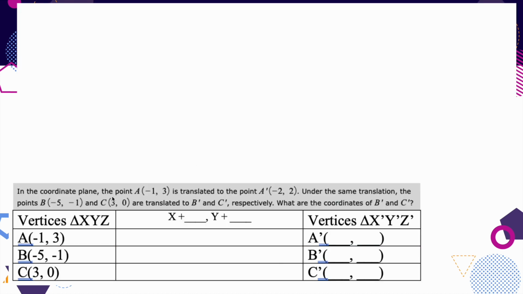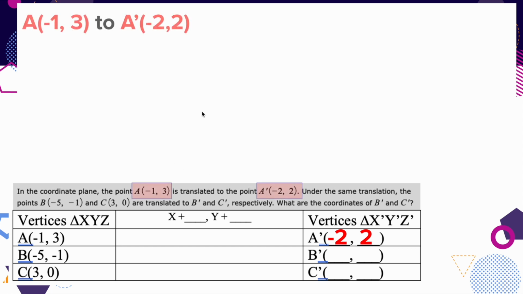So what if they just give you the coordinates? Like in this one, it says in the coordinate plane, the point A is (-1, 3), and is translated to point A prime, (-2, 2). Under the same translation, we have points B and C, and they are translated to B prime and C prime, respectively. What are the coordinates of B and C? So we need to figure out what we did to get from A to A prime. So we went from -1 to -2. We went from 3 to 2.